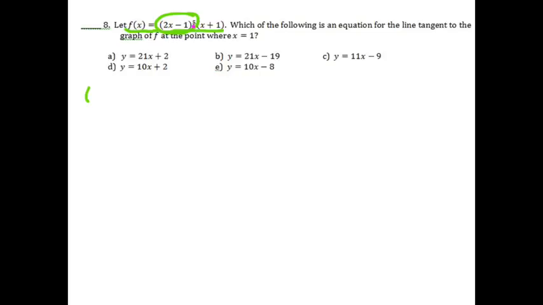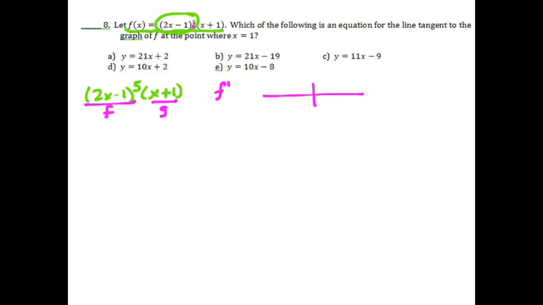So (2x minus 1) to the 5th times (x plus 1). This, of course, would be f. X plus 1 is going to be g. So let's start out by finding our f prime. To find f prime, that's the part where we need to use the chain rule. And I see that my composite function has 2 layers.